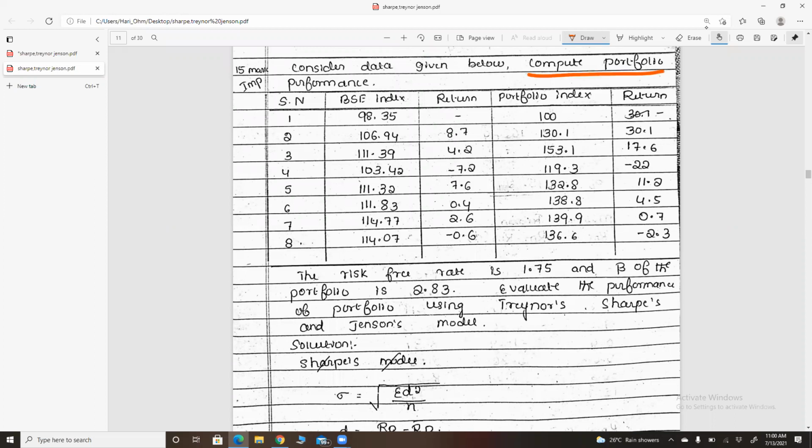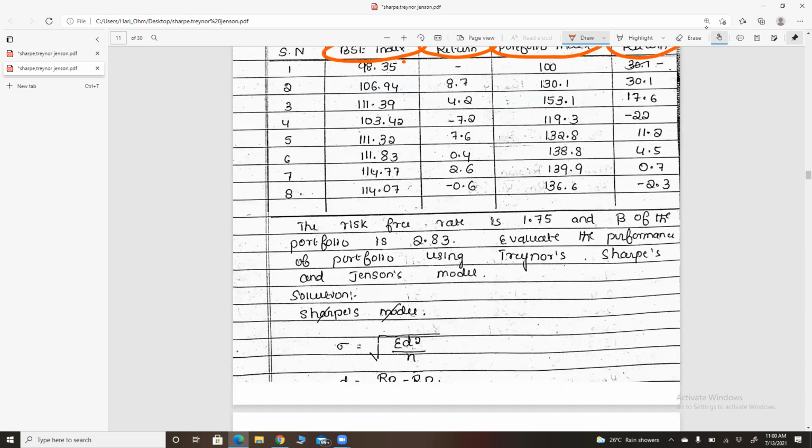Compute portfolio performance. See here, the BSE index is given as well as return is given, and portfolio index is given and return is given. Okay, we are going to use the return information, portfolio return as well as market return. I think market return is nothing but BSE index return. This index we are not going to use. We are going to use this particular column, that is market return or BSE return, and this one, portfolio return.